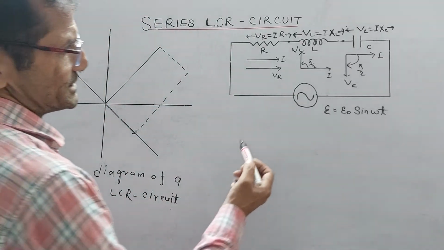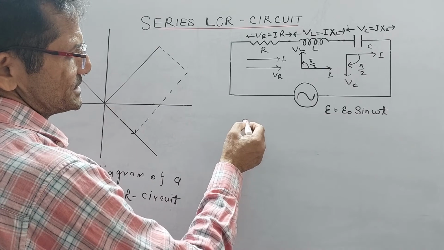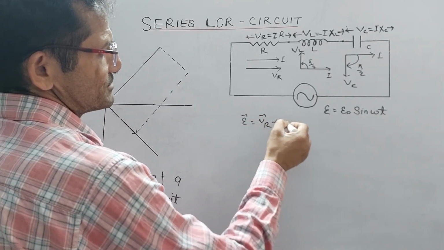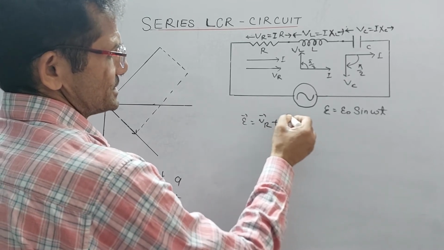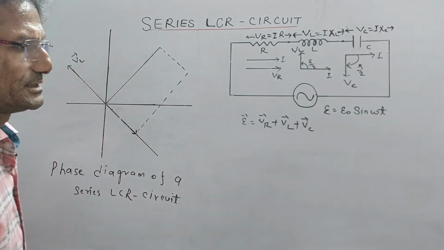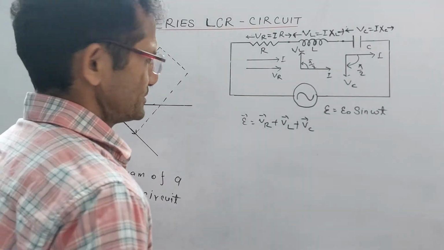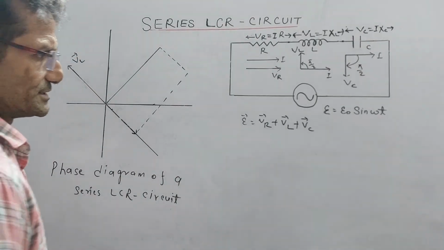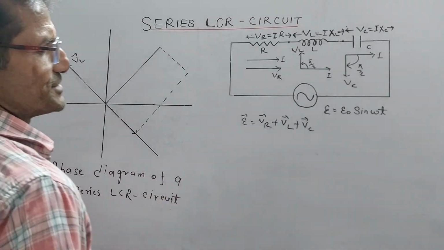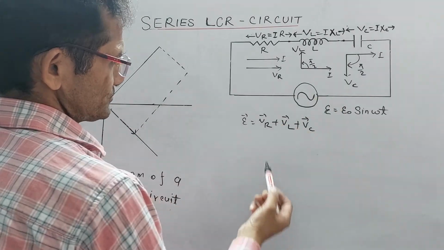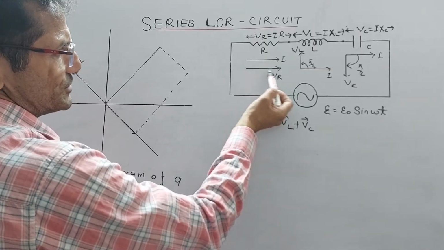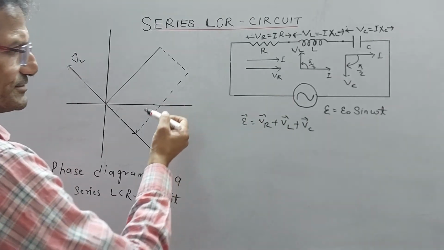We already know that the applied voltage is the resultant of the voltage across the resistor plus the voltage across the inductor plus the voltage across the capacitor. We have to find the resultant of these three vectors by the vector addition rule. First draw the current vector. We already know that current and voltage across the resistor are the same. Let us first draw the figure.